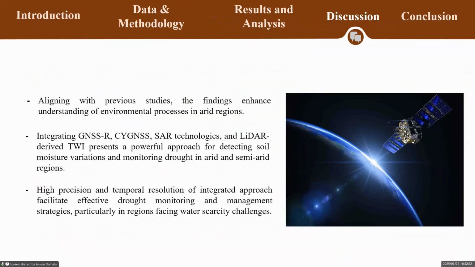Integrating SAR, GNSSR, and LiDAR TWI, which is the Terrain Wetness Index, presents a powerful approach for detecting soil moisture variation. This remote sensing technique can present us with high precision and temporal resolution, and the integrated approach can facilitate effective drought monitoring and management strategies, particularly in arid and semi-arid countries.